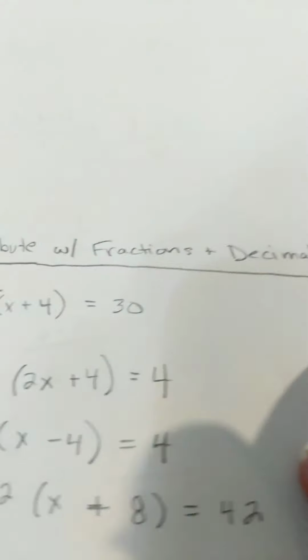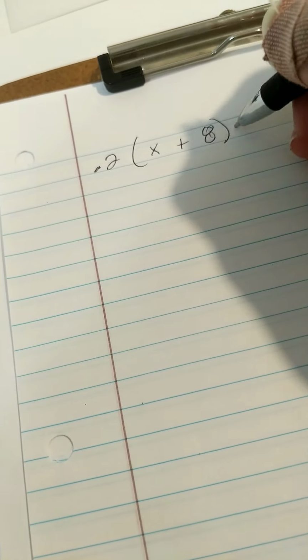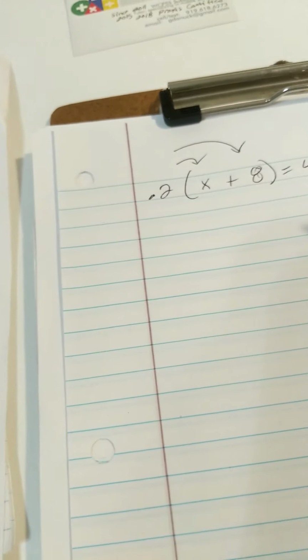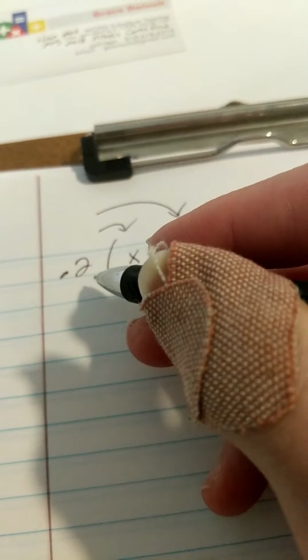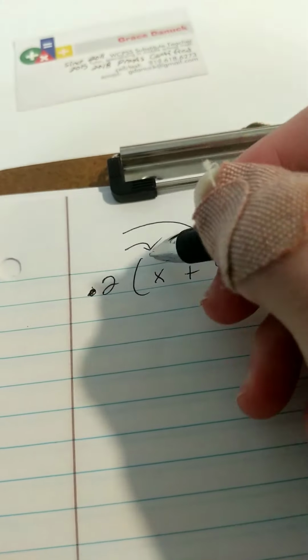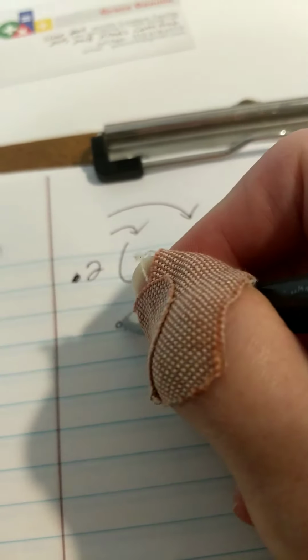All right, maybe just one more problem like that. Let's just do decimals here. 0.2 times x plus 8 equals 42. We have to distribute. It's called distribute when you take the number outside of the parentheses and apply it to each number inside the parentheses.